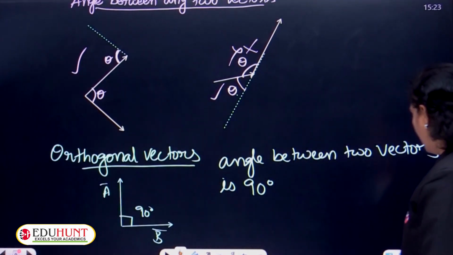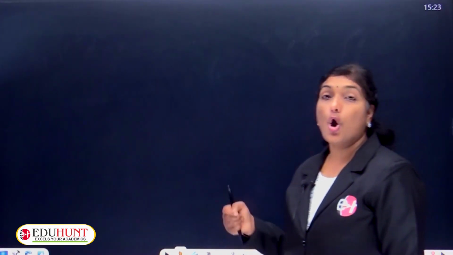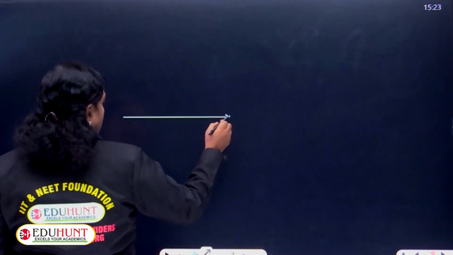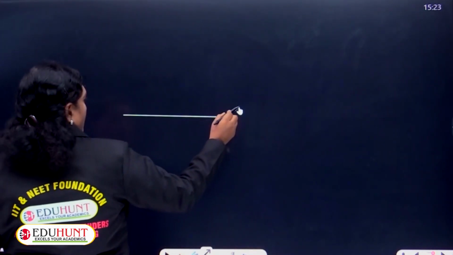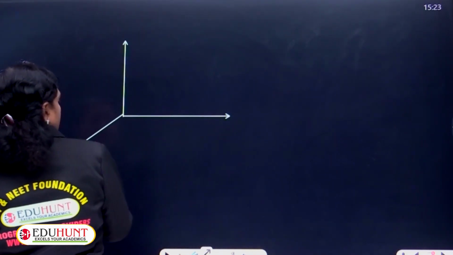Next to that, let us try to understand what exactly orthogonal unit vectors are. The vectors i cap, j cap and k cap are three unit vectors which are mutually perpendicular to each other. Suppose you consider the x-axis, y-axis and z-axis.